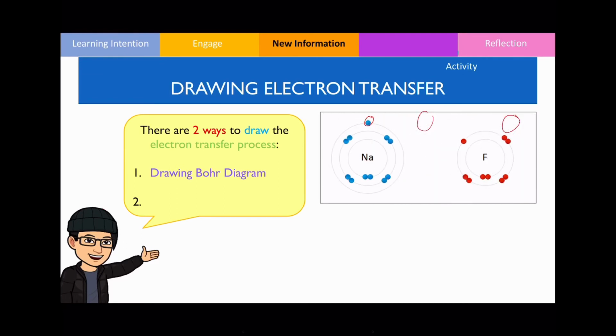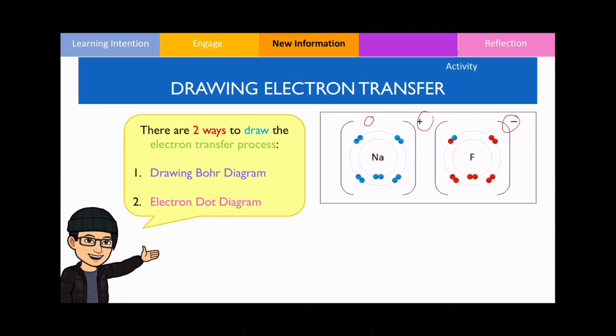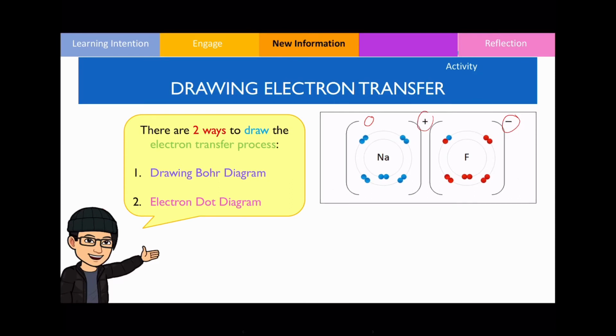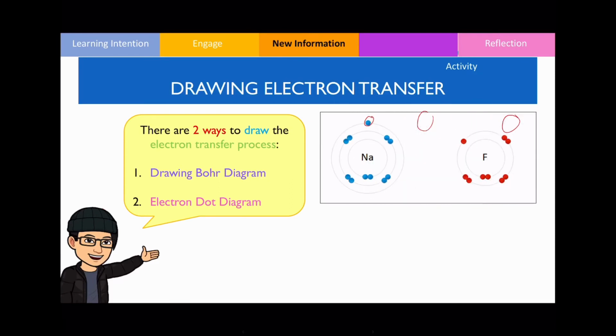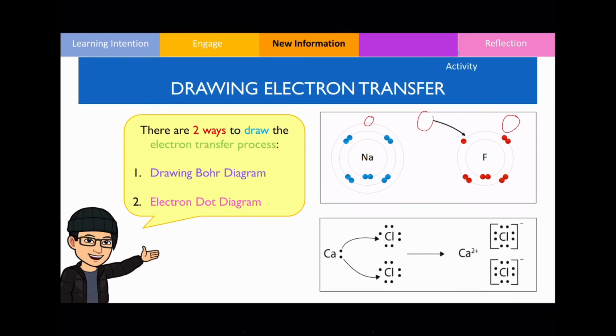Another way of doing this is by using the electron dot diagram, also referred to as the Lewis dot diagram, okay? And in this particular method, this is a simpler and more efficient way of doing this process because you only need to show the valence electrons.